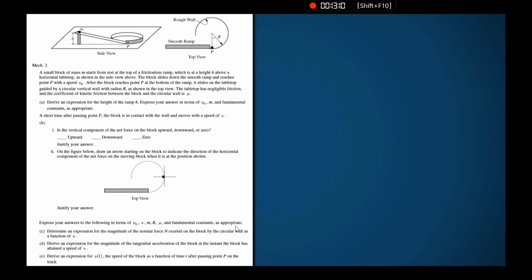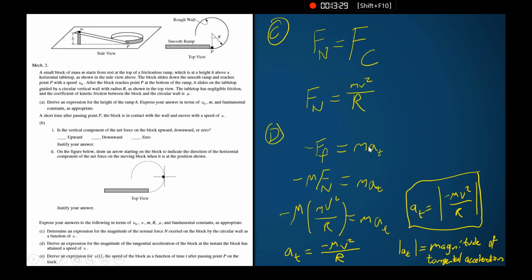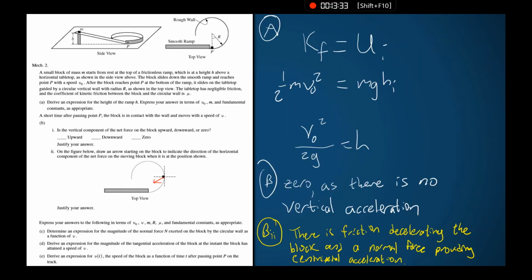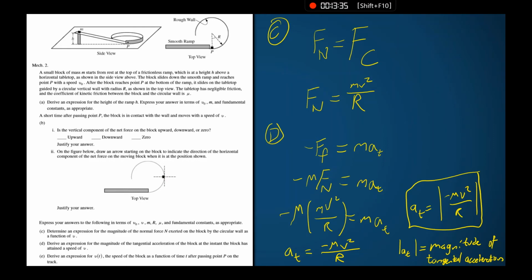Then for E, I want to derive an expression for Vt, the speed of the block as a function of time after passing point P. Okay, I'm going to go back really quick. So we've got some stuff we can use. We need an equation for V at any time after we pass point P.